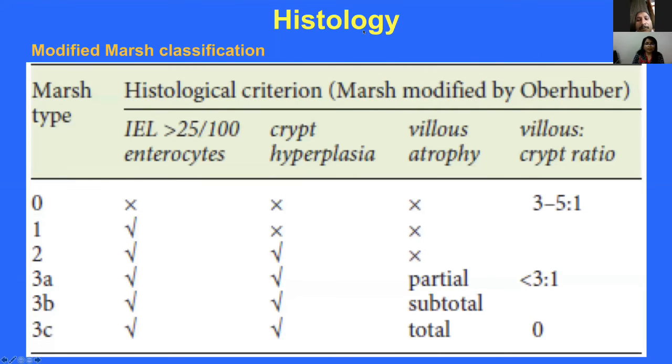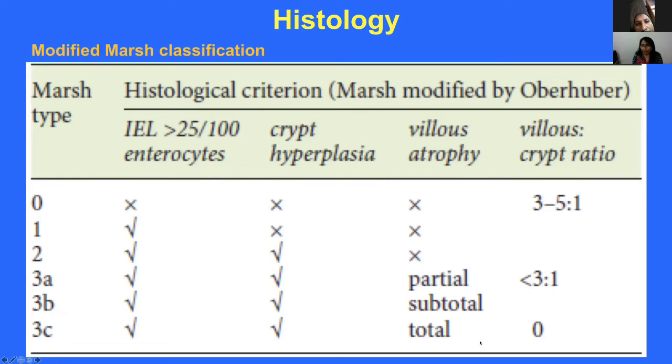This is the histology or modified MASH classification which has been used, in which we see intraepithelial lymphocytosis, the level should be more than 25 cells per 100 enterocytes. The second is the crypt hyperplasia, which is seen in patients with celiac disease. Then comes the villous atrophy, and villous crypt ratio. In normal population, this is 3 to 5.1.